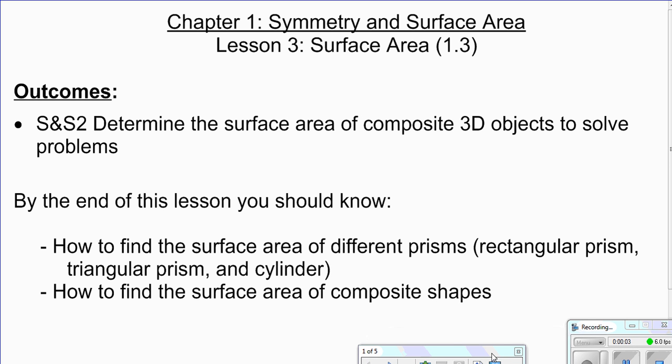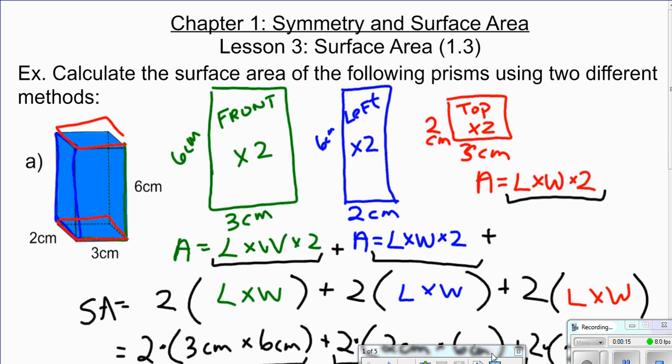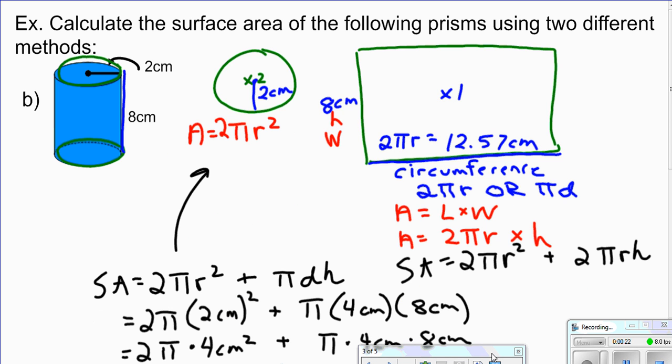Okay, so this is surface area, lesson 3. In the first video we looked at the surface area of a rectangular prism and the surface area of a cylinder, some basic review from grade 8. Now we are looking at composite shapes. So, reminder, rectangular prism, cylinder.